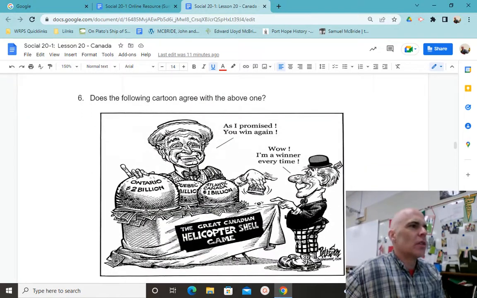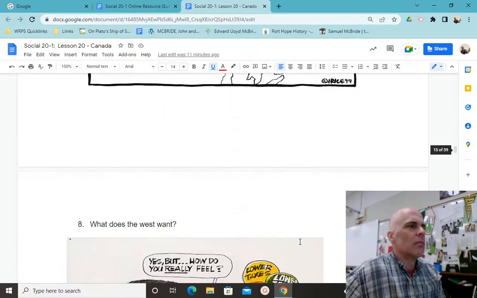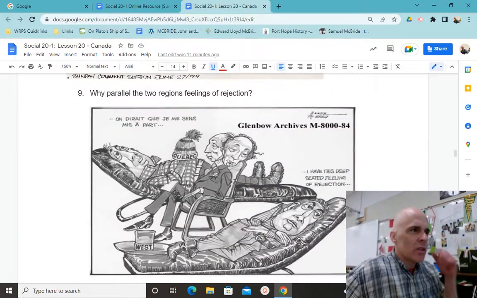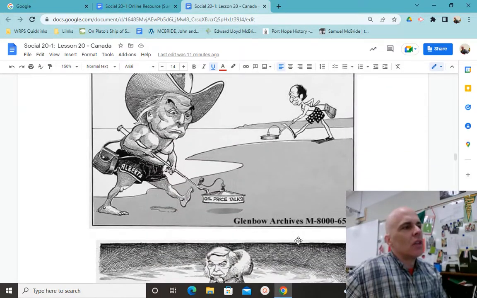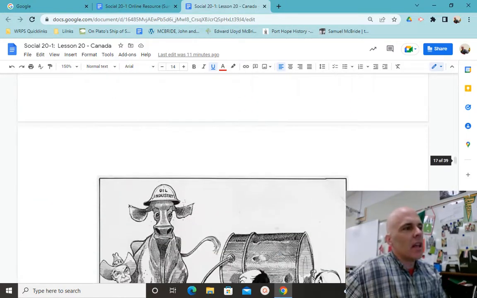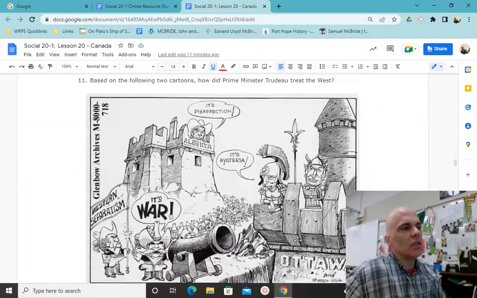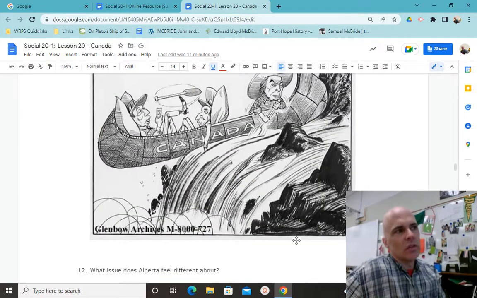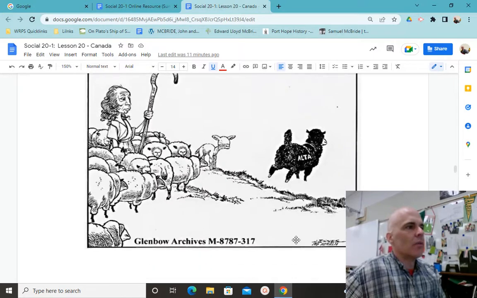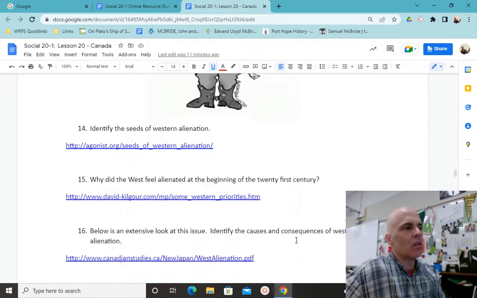So yeah, there's a whole bunch of cartoons here. You can go through them, and there's some leading questions for you. By looking at the questions, you'll be looking at the same topic again and again, which is alienation. And a big conflict is, our oil and whose oil is it, and should the oil benefit just Alberta or should it benefit all of Canada?